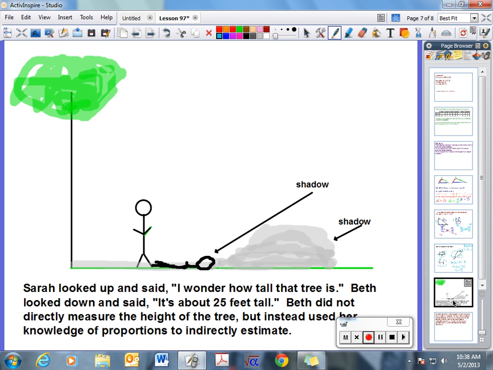They are on level ground. That's why I kind of drew the green line at the bottom there. Okay? And there's the shadows. The big gray shadow is the tree's shadow, and there's the little person's shadow on the ground.